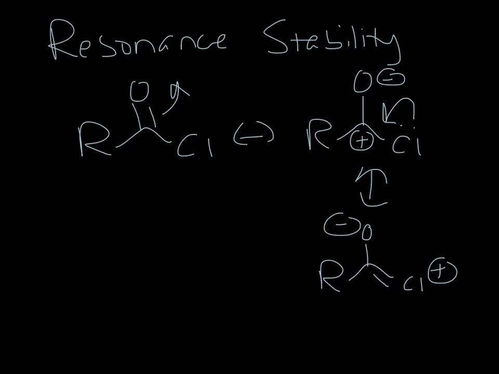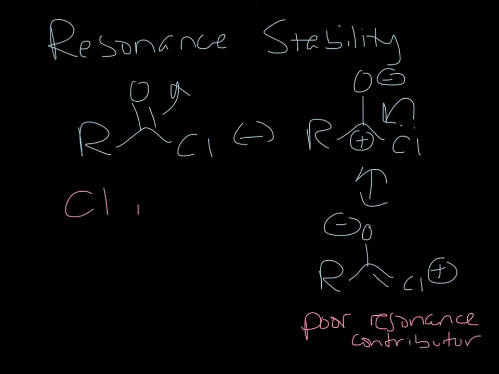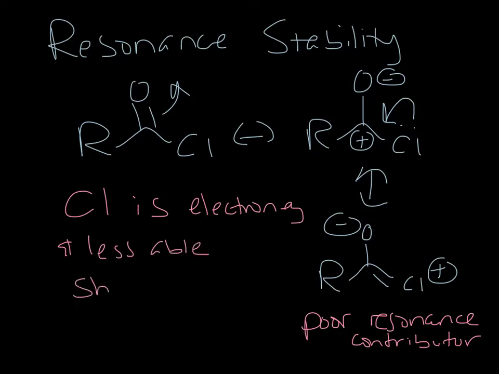And so chlorine is doing little to stabilize in this resonance structure, and as a result, this acid chloride has less resonance stability. So we'll write poor resonance contributor. Chlorine is electronegative and less able to share the electrons. So it has low resonance stability.